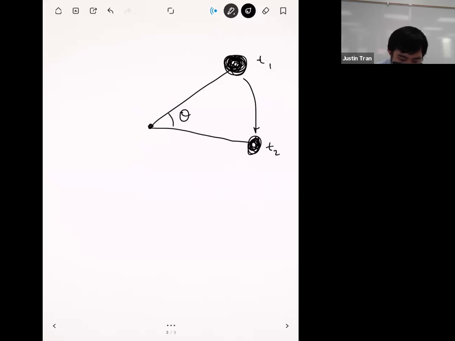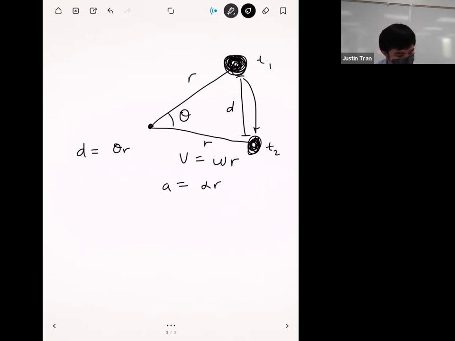And the distance that it travels from here to here, we can call this the arc length. I think that's the typical name for this. The arc length d, or the linear distance, is just equal to the angle that it subtends multiplied by the radius, where the radius is just the distance from the center over to where the mass is. And then we can find the same thing for the speed. The velocity is just going to be the angular velocity multiplied by r, and the acceleration is just alpha times r.